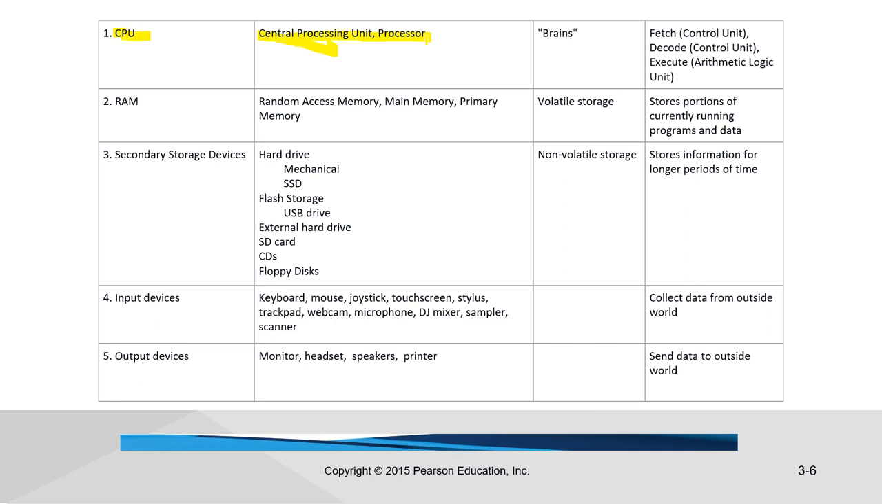The CPU is like the brains of the computer. It's responsible for fetching instructions, decoding them, and executing them. The parts of the CPU that are responsible for fetching and decoding the instructions is known as the control unit. The part of the CPU that's responsible for executing the instructions is known as the arithmetic logic unit, or ALU.